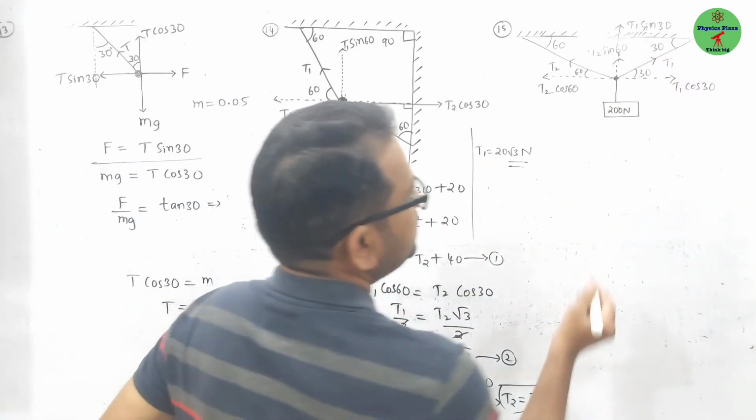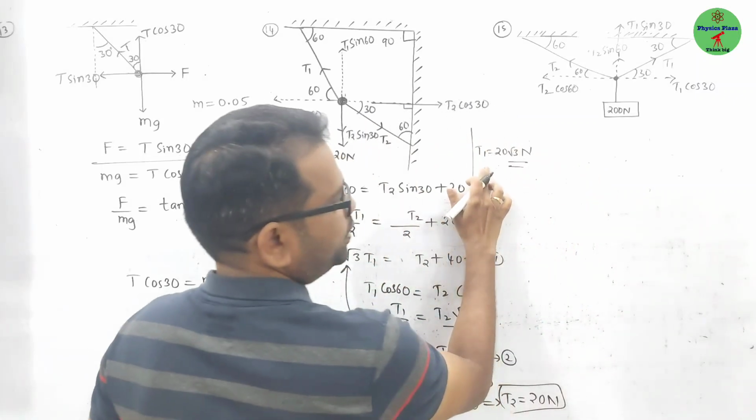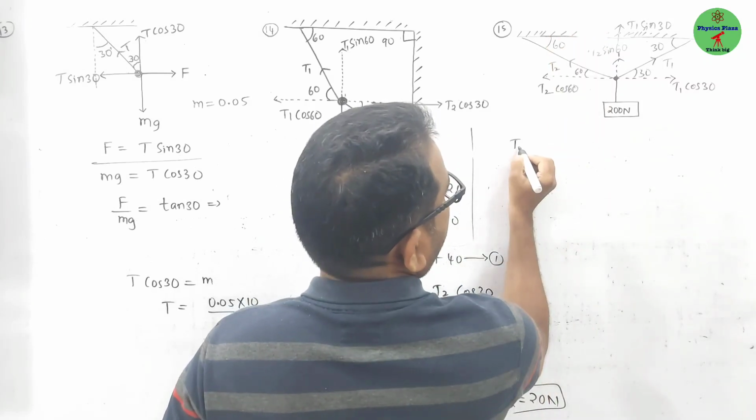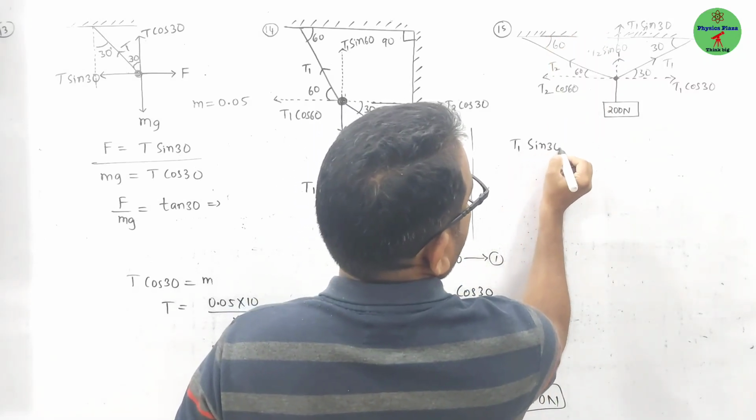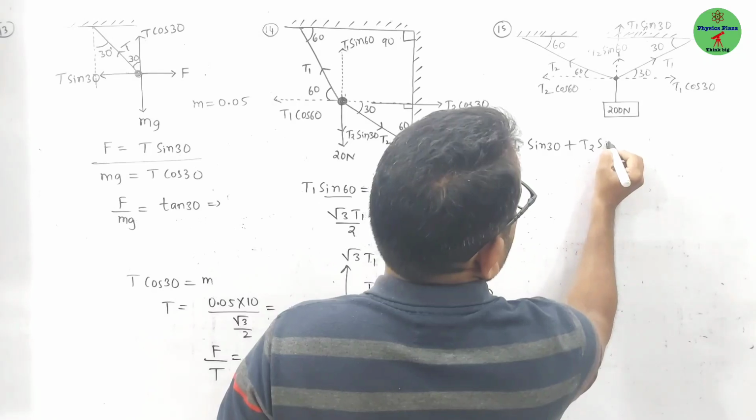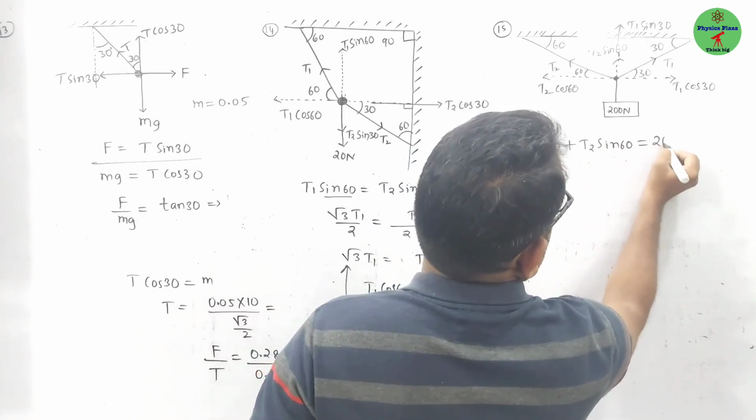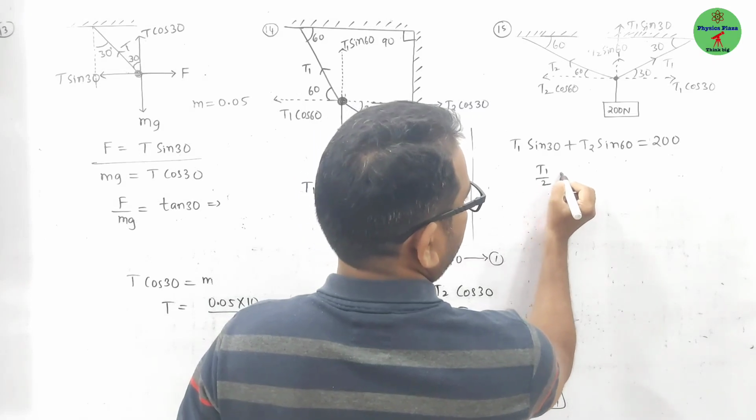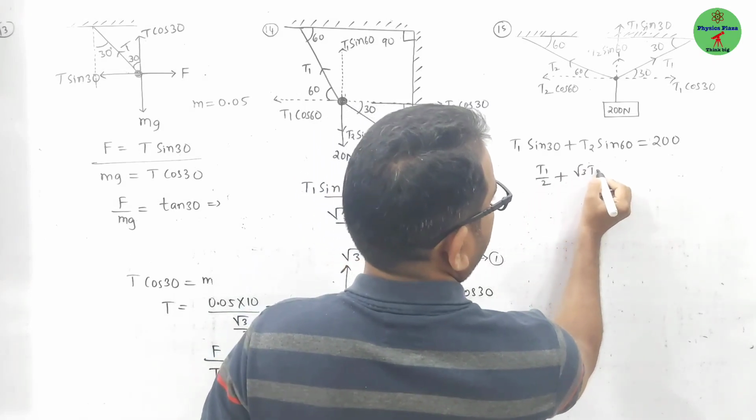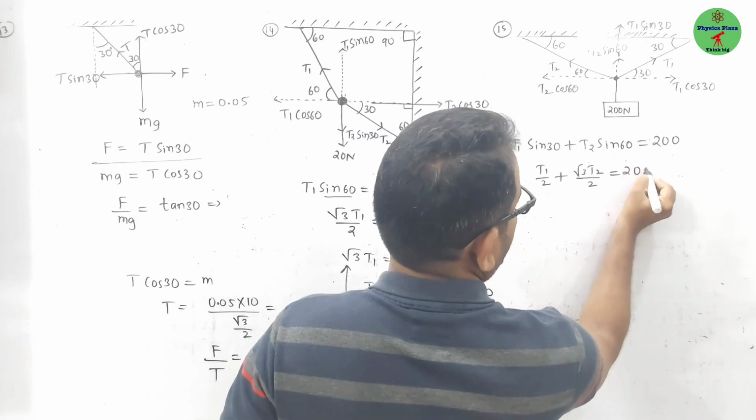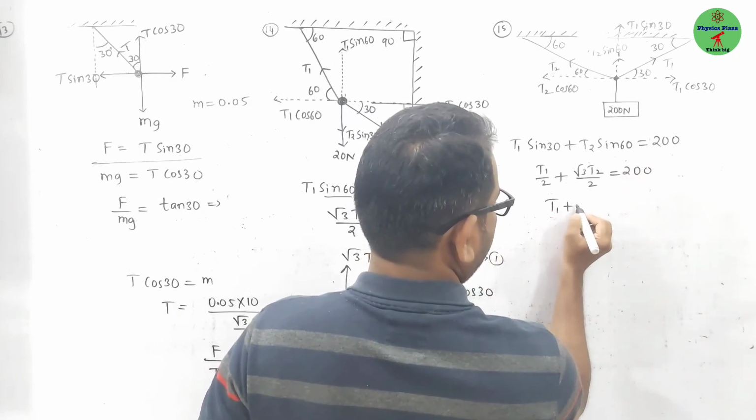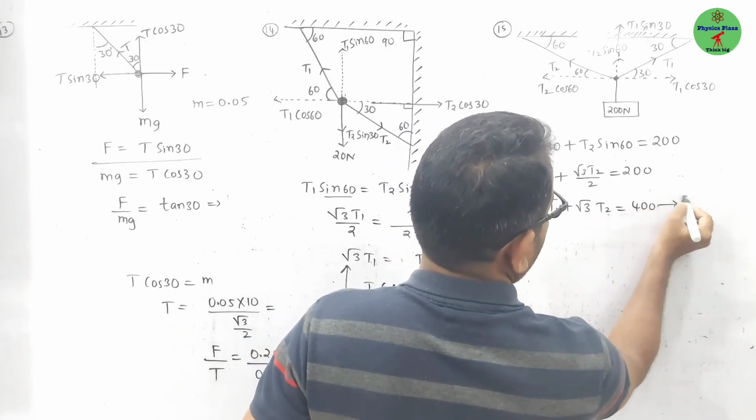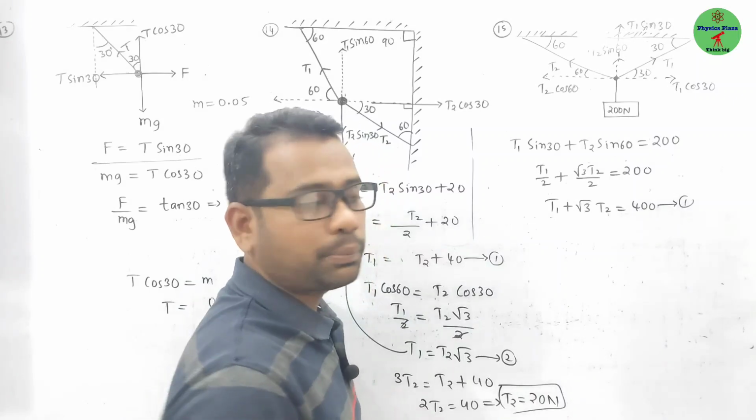Now in equilibrium, children, hope you have copied this. In equilibrium, along the vertical axis, T1 sine 30 plus T2 sine 60 is equal to 200 Newton. Sine 30 is 1 by 2, so T1 by 2 plus, sine 60 is root 3 by 2, root 3 T2 by 2 is equal to 200. This can be T1 plus root 3 T2 is equal to 400. Equation 1. You can take the LCM, it multiplies on the right side.